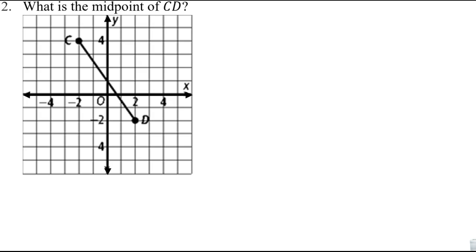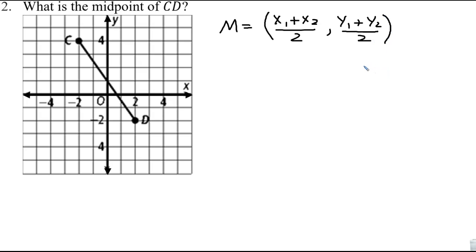In question 2, we're looking at finding a midpoint in 2 dimensions on our coordinate plane. Pretty straightforward. Question 2 just says, what's the midpoint of segment CD? Now that midpoint formula is this: M equals parentheses x1 plus x2 over 2, comma, y1 plus y2 over 2. So essentially I'm just going to average my x coordinates and average my y coordinates.